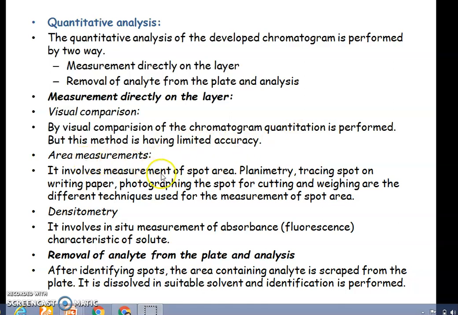Second is area measurement, which involves measuring the spot area. Planimetry, tracing the spot on writing paper, and photographing the spot for cutting and weighing are different techniques used for measuring area. Accurate quantitation is only possible using the densitometric method, which involves in situ measurement of the absorbance characteristic of the solute. The second method is removal of analyte from the plate and analysis. After identifying the spot, the area containing the analyte is scraped from the plate, dissolved in a suitable solvent, and identification is carried out.